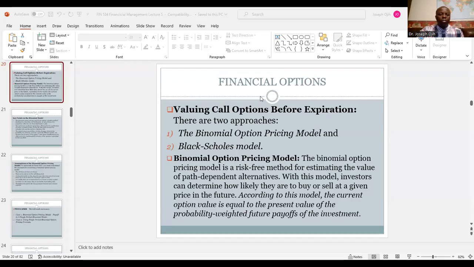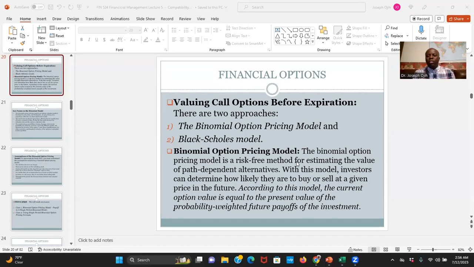In my previous lecture in this class, I introduced you to financial options. I explained how it works, the types of options we have, the call option and the put option. And then I gave some examples on that.